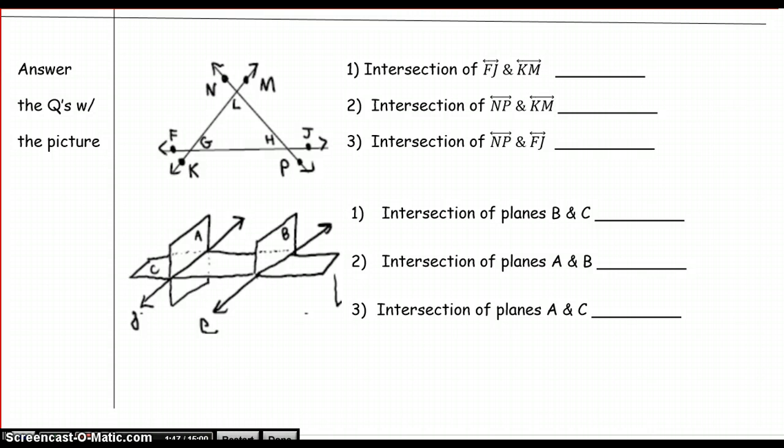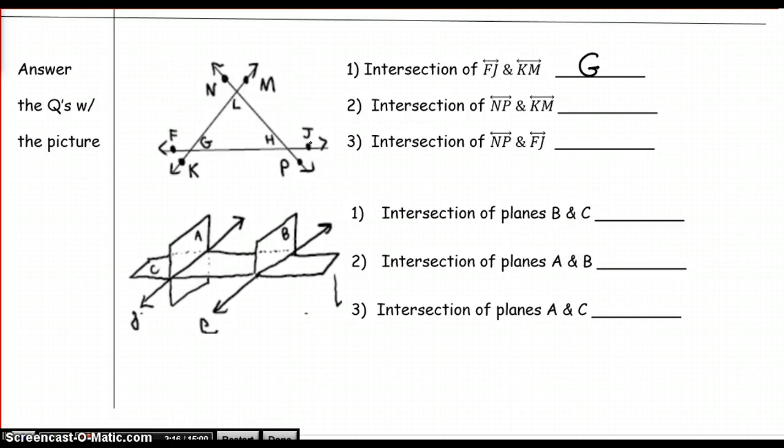So for number one, it tells us the intersection of line FJ and line KM. Where do they intersect? Well, as you can see, we've got FJ right there, and we have KM right here. Where do those two lines intersect? Right there, where you see G, point G. And this is what you will continue to do throughout the other examples.